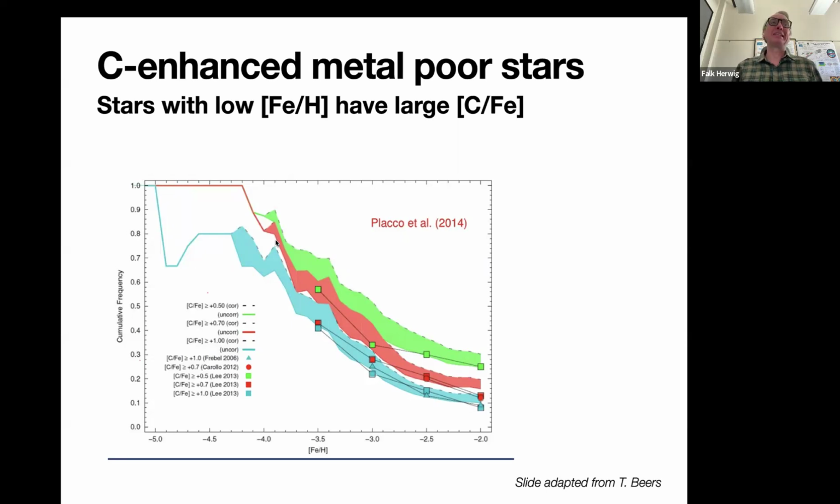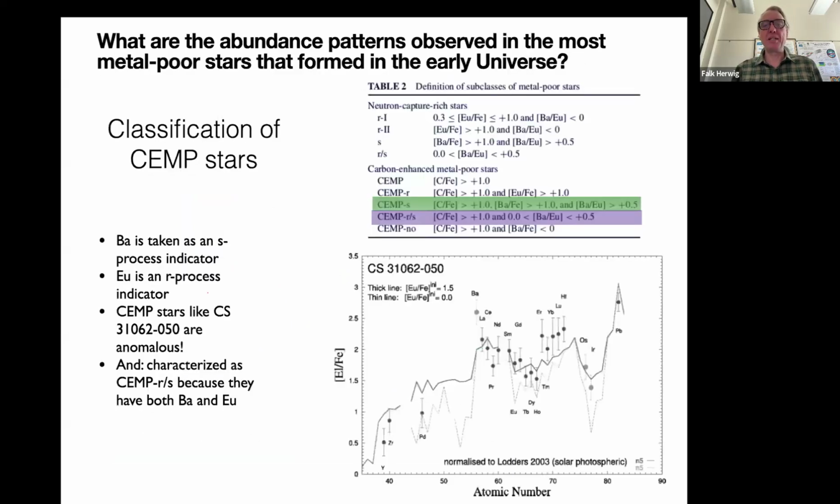Okay, so now let's look a little bit more detail beyond carbon. How do some of these carbon enhanced metal poor stars look like? And I'm going to go straight to sort of the key point.